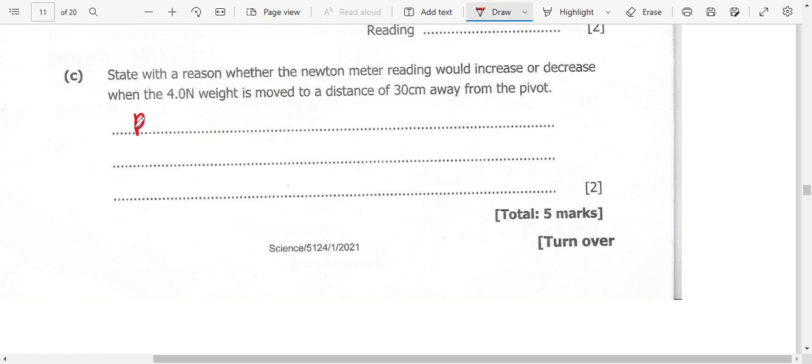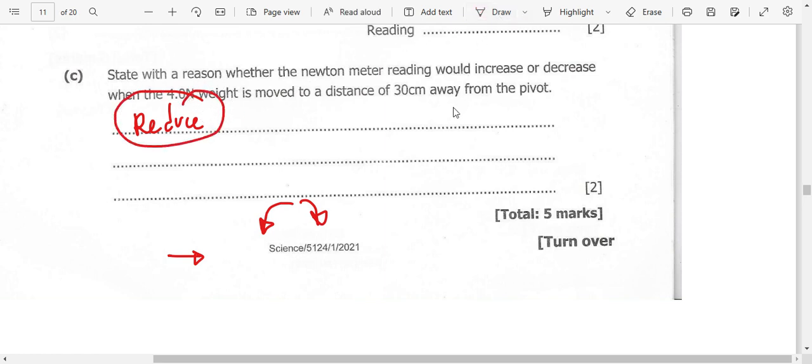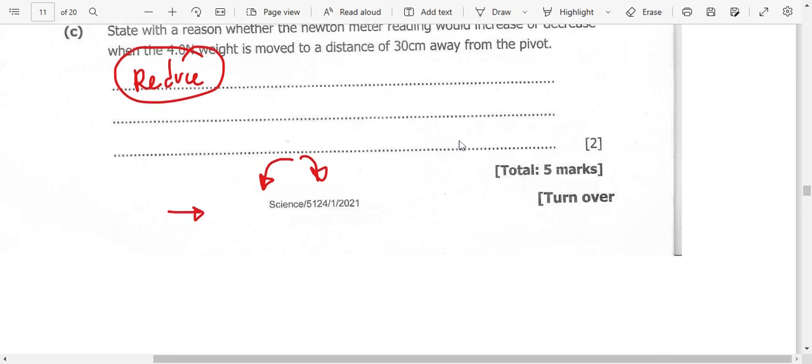Okay, so it would reduce. The reason is when you bring back the 4 newtons force, the moment is going to reduce. Okay, the anti-clockwise moment is going to reduce. So that will also make the clockwise moment reduce. That is why there is going to be a reduction. Is that okay? Yes. Okay.